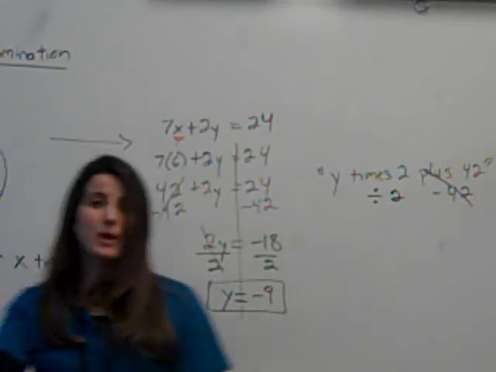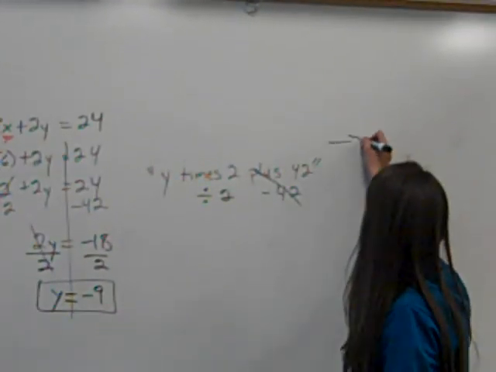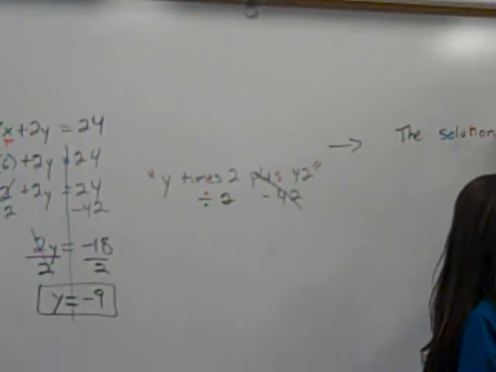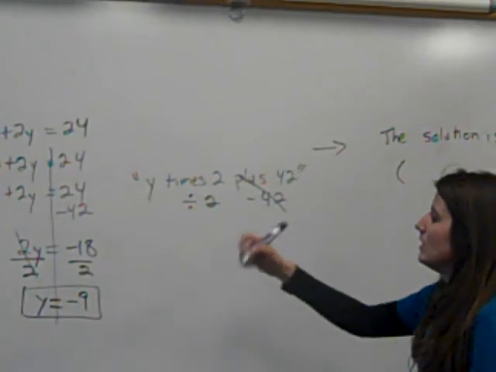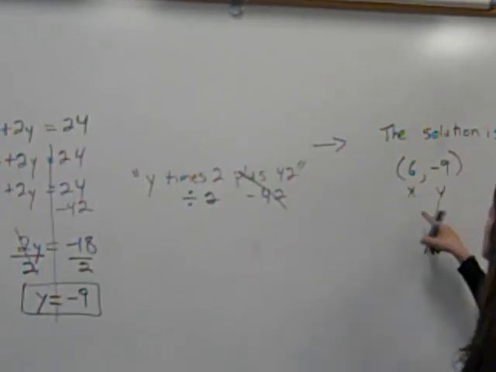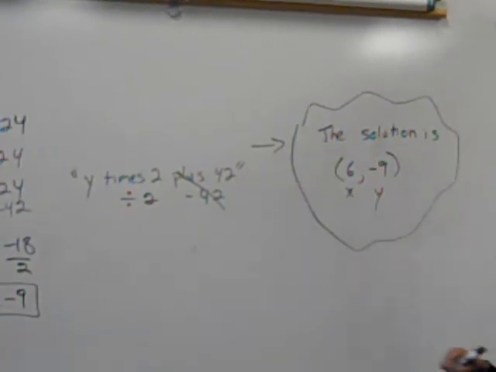So once you have your x value and your y value, then you have to write your solution. So the solution is 6, negative 9. And remember, it's always x and then y. And that is your final answer.